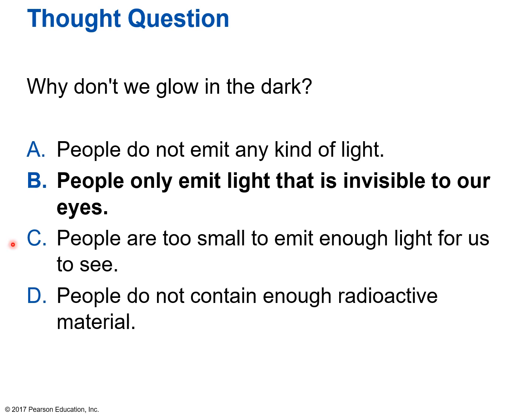So earlier when I showed the thermal emission curve, I showed that answer A can't be correct. People do not emit any kind of light, because in fact we do emit infrared light. But answer B is correct. People only emit light that is invisible to our eyes.